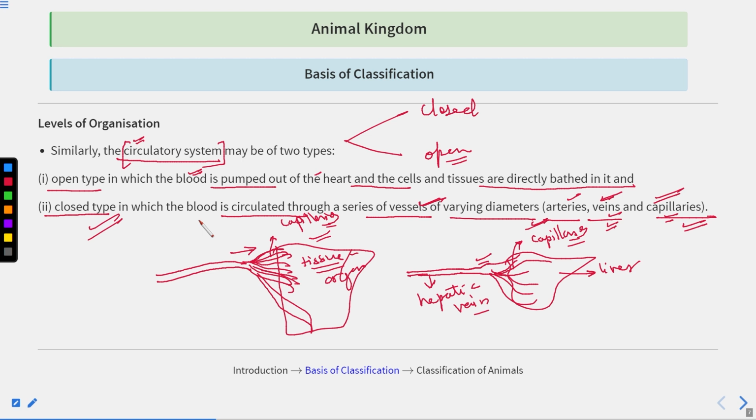I just want to tell you that the blood is not released like this when it reaches the tissue or organ. It enters the tissue and organ via these capillaries and is taken out from that particular organ with these capillaries only, right? So the blood is not given out like this. As you can see in the case of open, when the blood reaches the organ or the tissue, it is released that way and the tissue and the cell can bathe in it. So this is not the way in the case of closed type of circulatory system.